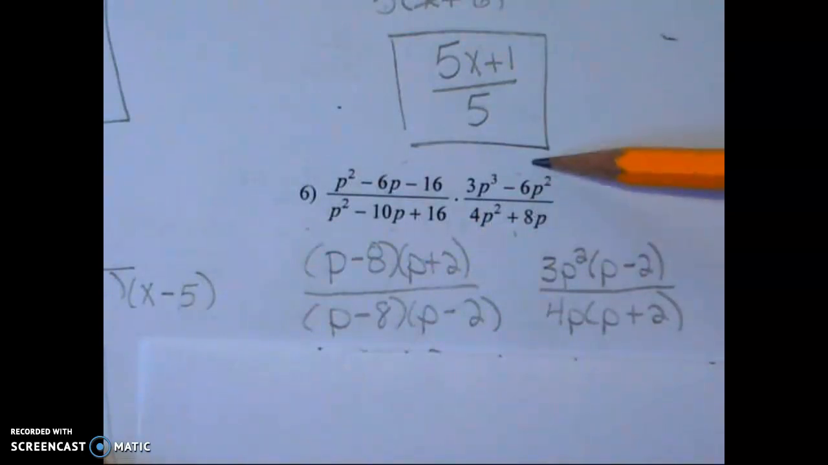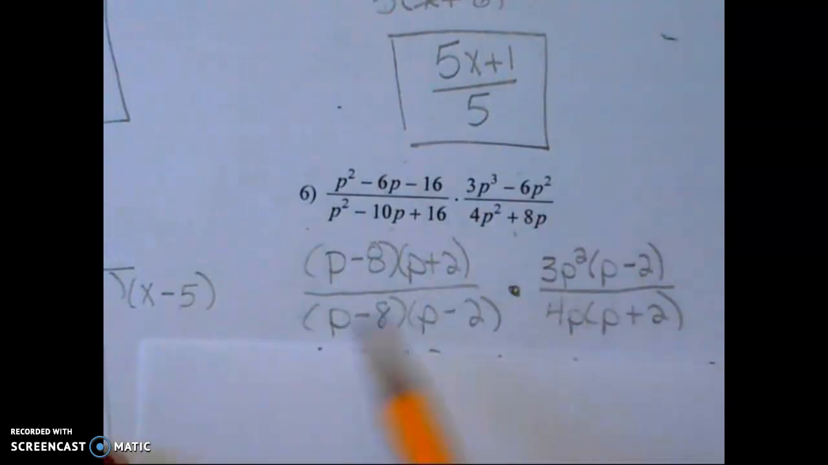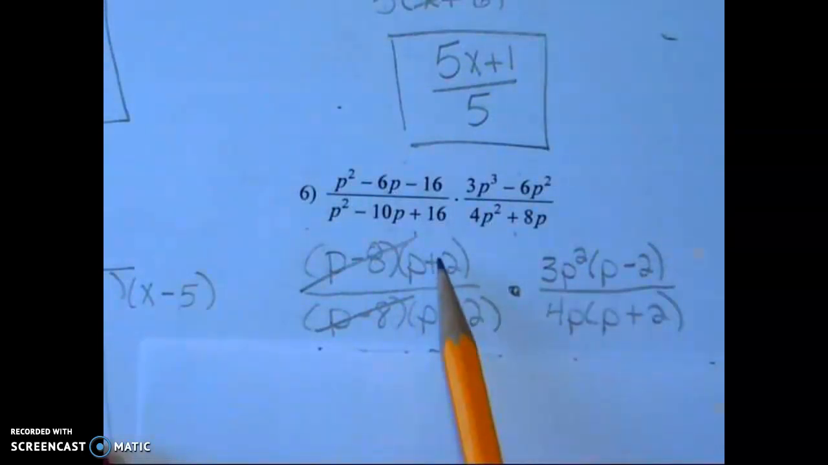These binomials can either be difference of squares or factor out a GCF. They're both GCF problems, and here's what it looks like factored. Once it's factored, we can cancel. Factor, cancel, factor, cancel. These are the same. They're gone.